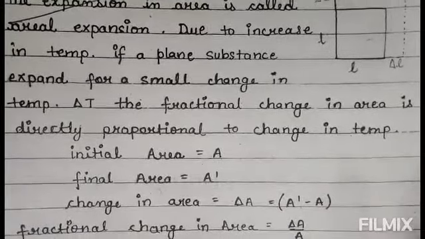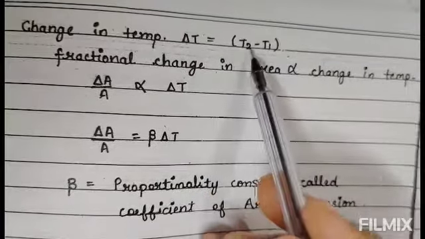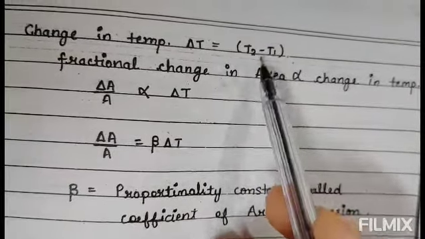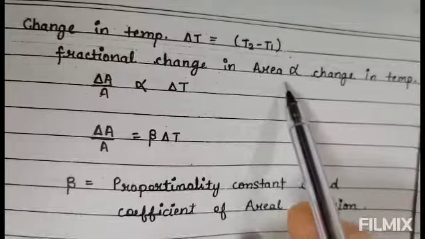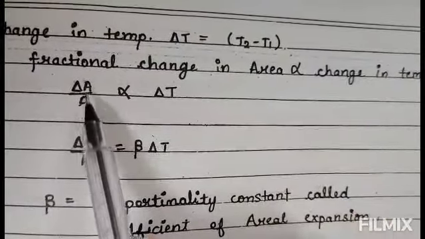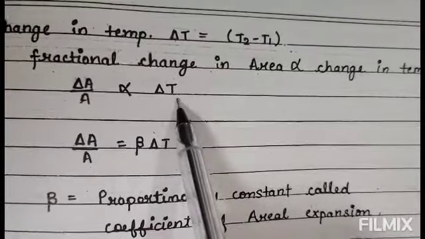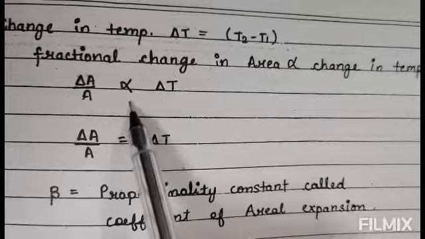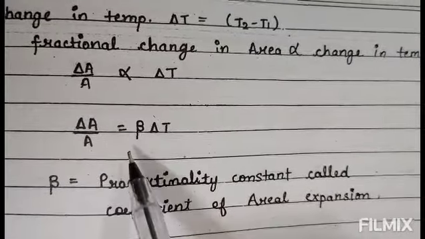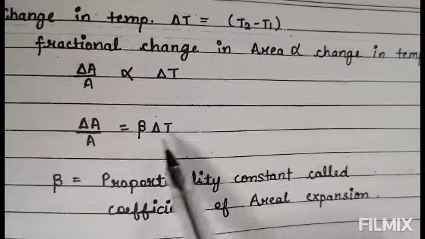Because fractional change is directly proportional to temperature, we have seen already that the change in temperature del T is equal to T2 minus T1, and the fractional change in area, del A upon A, is directly proportional to del T. If we remove the proportional sign, we'll put again a constant, which is called the coefficient of areal expansion.